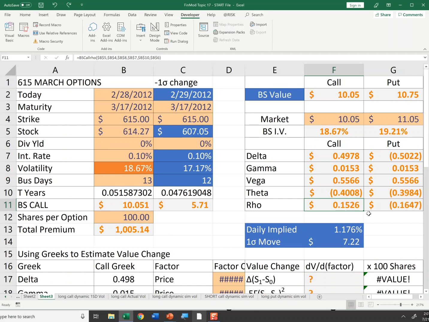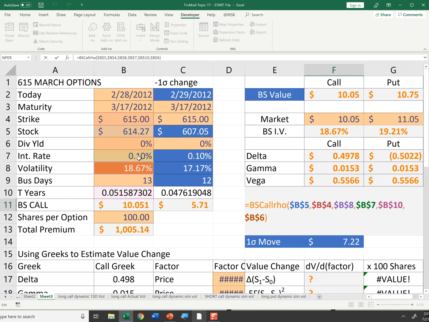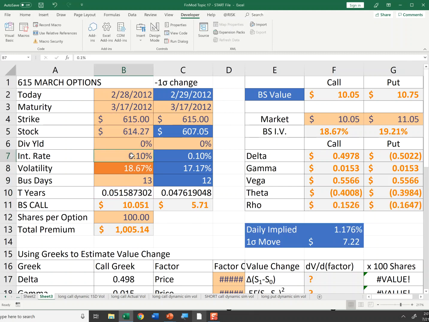And lastly, rho. This tells me if interest rates increase by 100 basis points, so I'm going to make this interest rate 1.1%, and you'll notice this went up by about 15 cents. I'll undo that. So those are the Greeks.